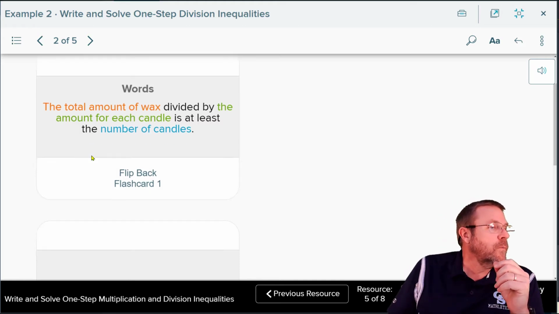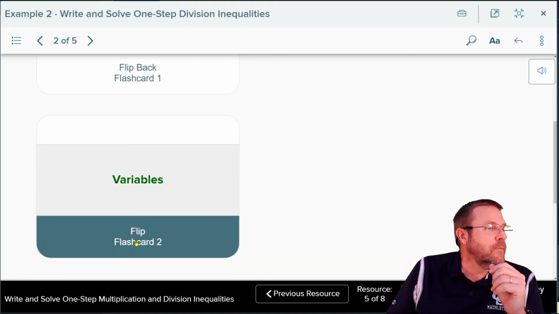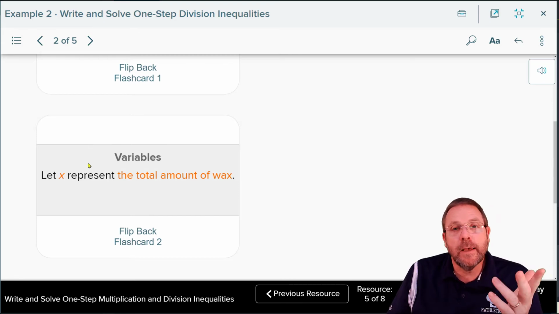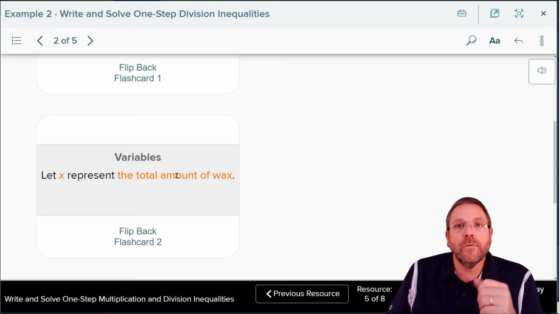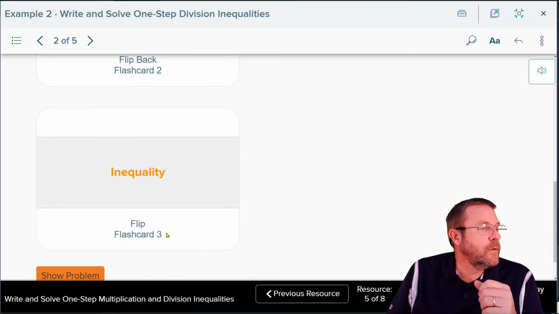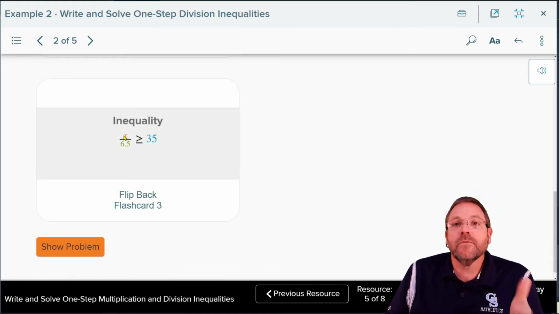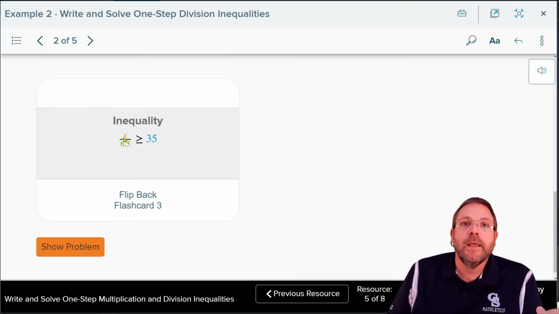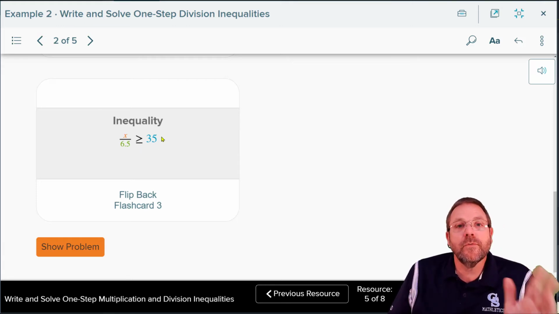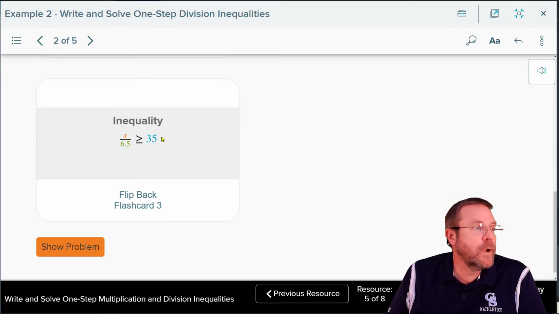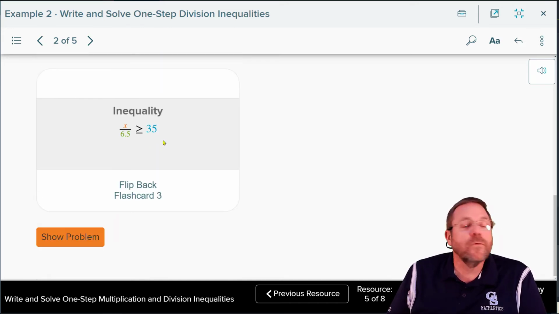So from there, we could move that into variables. They defined the variable x. They said let x equal the total amount of wax. And from there, they set up their inequality. Their inequality was x, the total amount of wax they needed, divided by the 6.5 ounces of wax needed for each candle. It has to be greater than or equal to 35, because 35 candles was their target. Now that we have the inequality, it's going to be time to solve it.